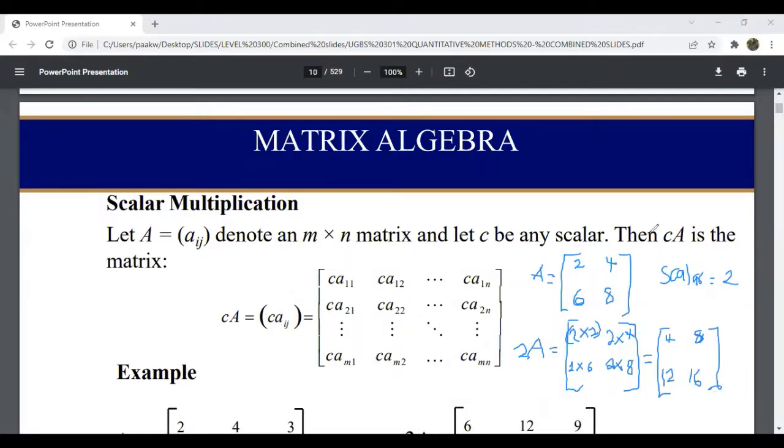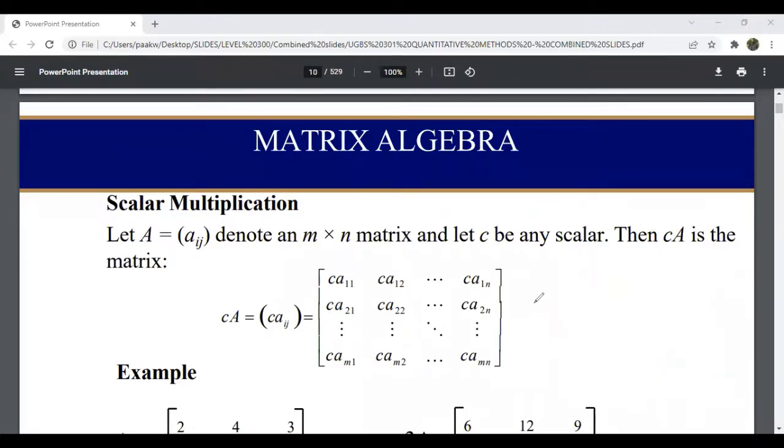So another example, if you have A is equal to 3, 1, 4, 6, and the scalar is 3, so your answer will be 3A, which will be equal to, who can do this one for me? Just mention them.